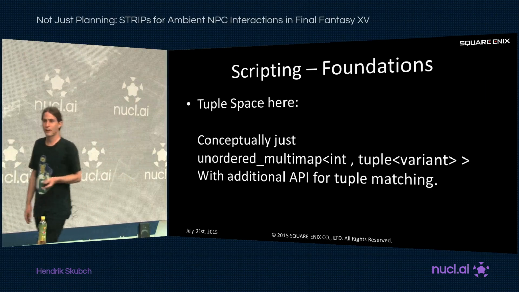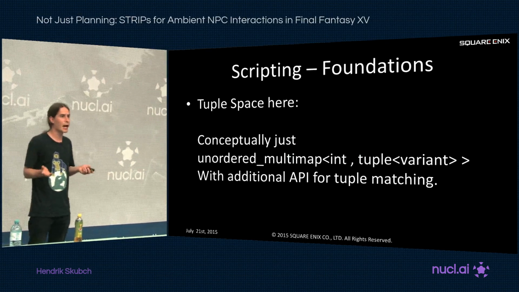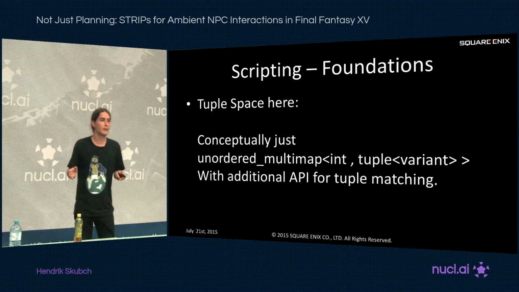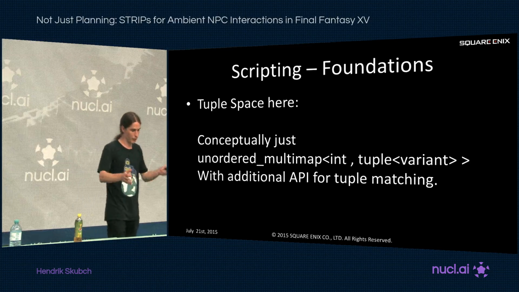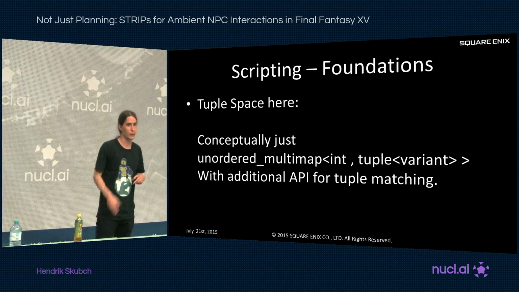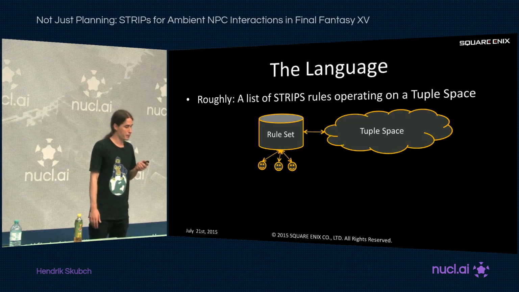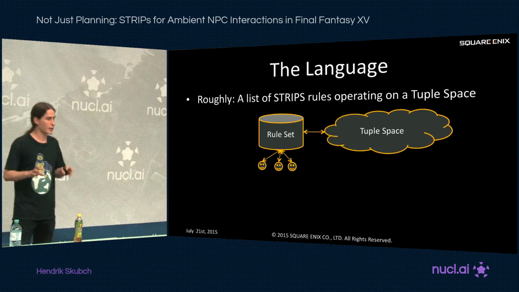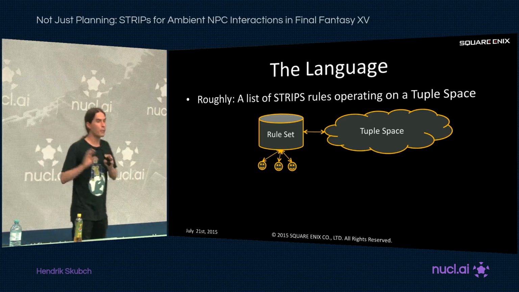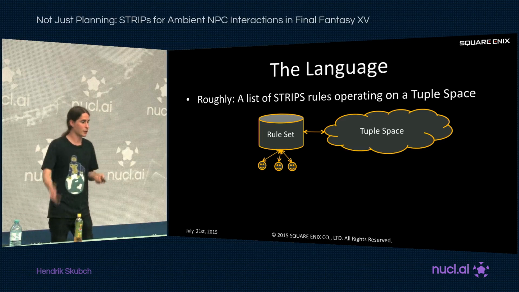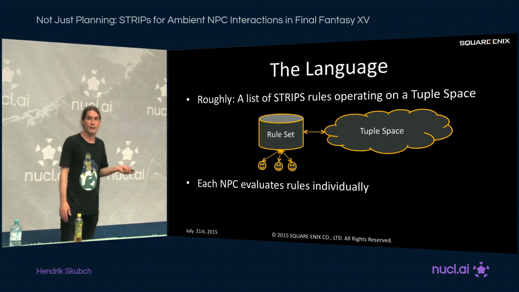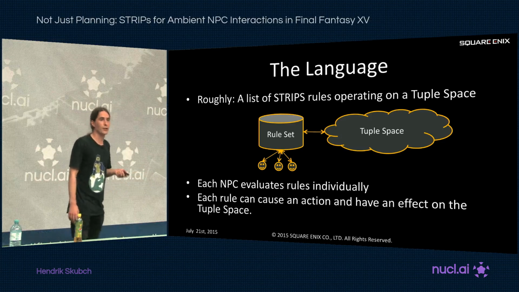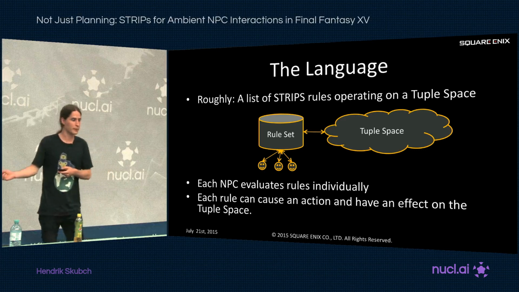For the programmers among you, conceptually, this is just an unordered multimap with an integer as key over tuples of a variant type. So pretty straightforward, with some additional API to do tuple matching. And what we're doing here is that we combine these two techniques and say, okay, our STRIPS rule set will now operate over tuple space instead of the actual world representation, such that each NPC can individually evaluate rules, and each rule can cause actions and have an effect on the tuple space.